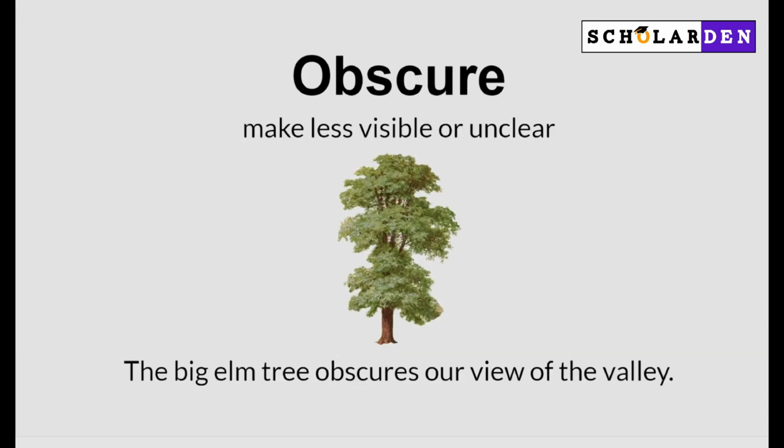Obscure. To obscure something is to make it less visible or unclear. So the big elm trees obscure our view of the alley. So you see, in that case, it's physically blocking it or making it less visible. But it can also be used more in the abstract, like, don't let her rude manner obscure your appreciation of her brilliance. So in that case, her rudeness is sort of metaphorically blocking the view of her brilliance.